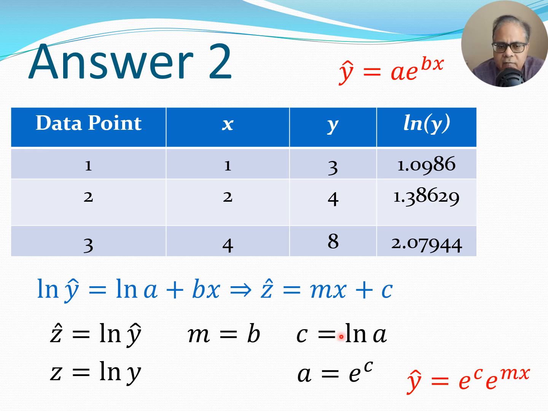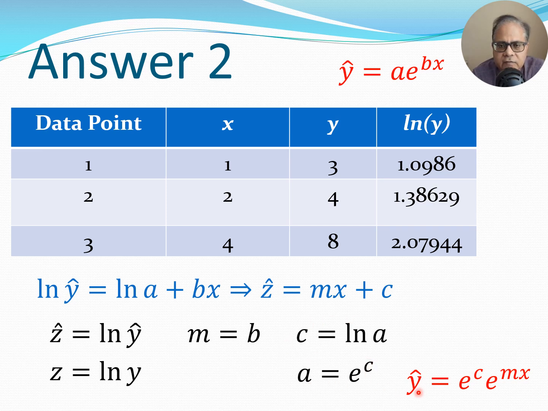So now what we have done is we have said z hat is log y hat, also z is log y, m is b, c is log a, a is e to the power c. So now we see, just by comparison of these two, I can see that m is going to be b and c is going to be log a. So these equations are there. I can also obtain a is e to the power c.